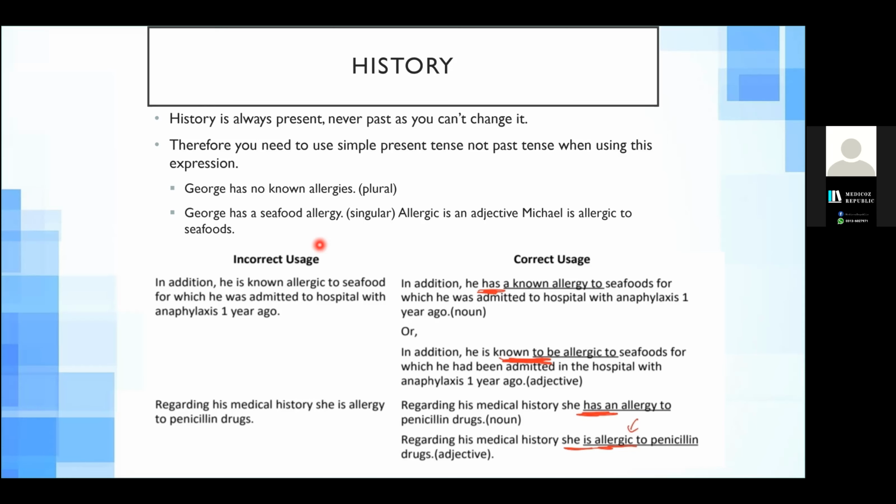So we never use the past tense. The recent letters that we received for correction had this mistake. You cannot use the past tense whenever we are talking about the history of the patient. For example, "George has no known allergies." "George has a seafood allergy." Just a simple example of using the plural and singular form of allergy.